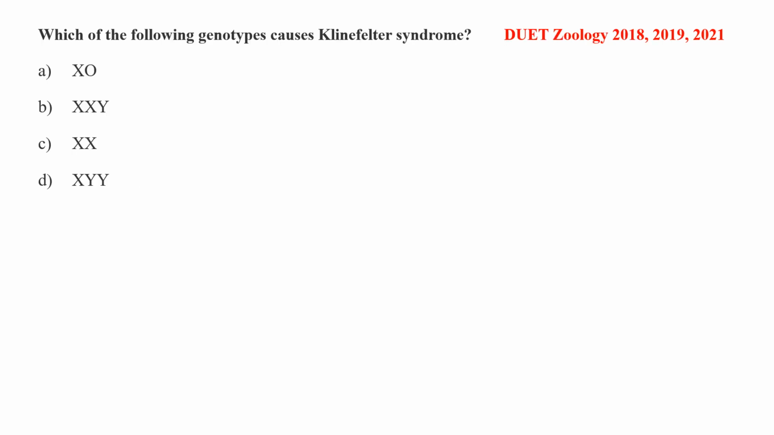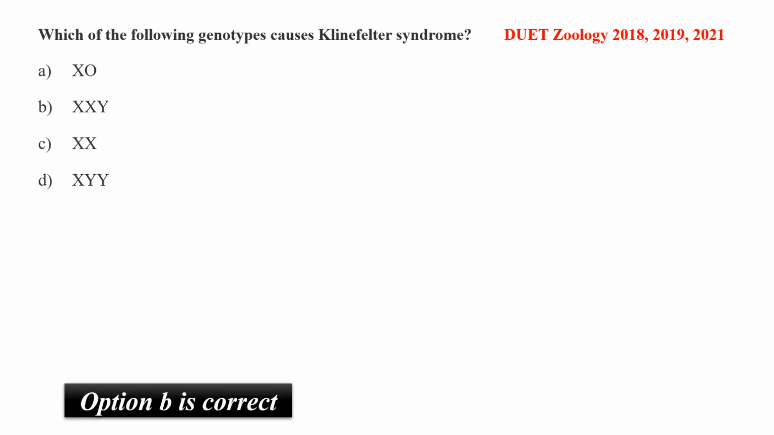Which of the following genotypes causes Klinefelter syndrome? XO, XXY, XX and XYY. The genotype XXY causes Klinefelter syndrome, while XO causes Turner syndrome. So hence option B would be the correct answer.